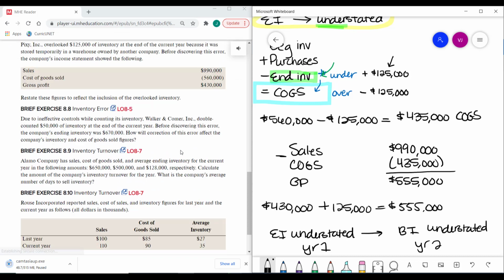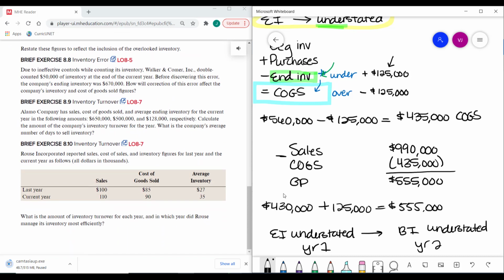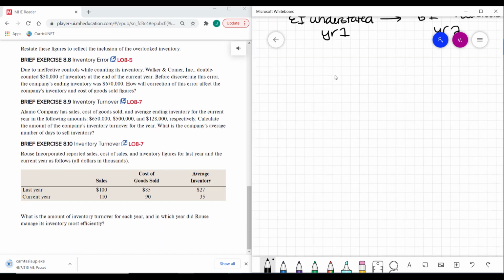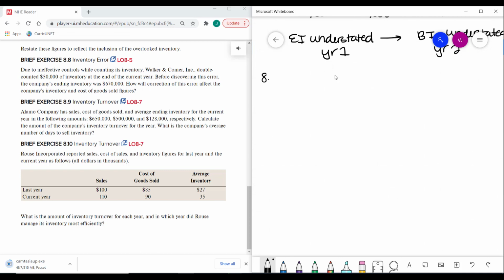Okay, so that was 8.7. Let's move on to 8.8. Due to ineffective controls while counting its inventory, Walker & Comer Incorporated double counted $50,000 of inventory at the end of the year. Double counted. So what does that mean for my ending inventory? If we double counted $50,000 worth of inventory, that means we're $50,000 overstated this time.